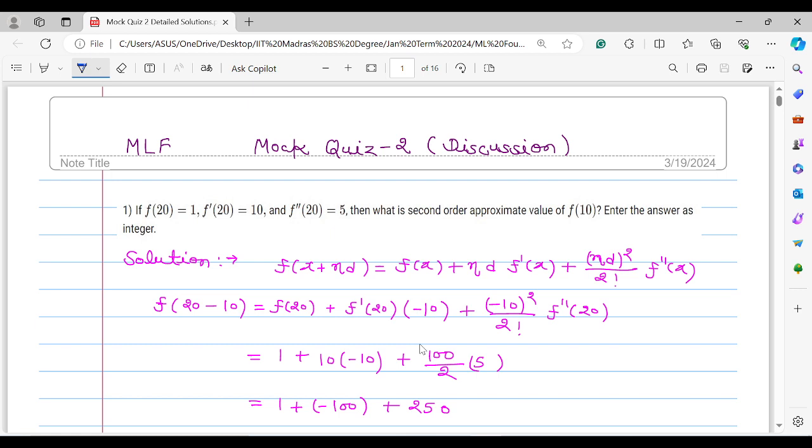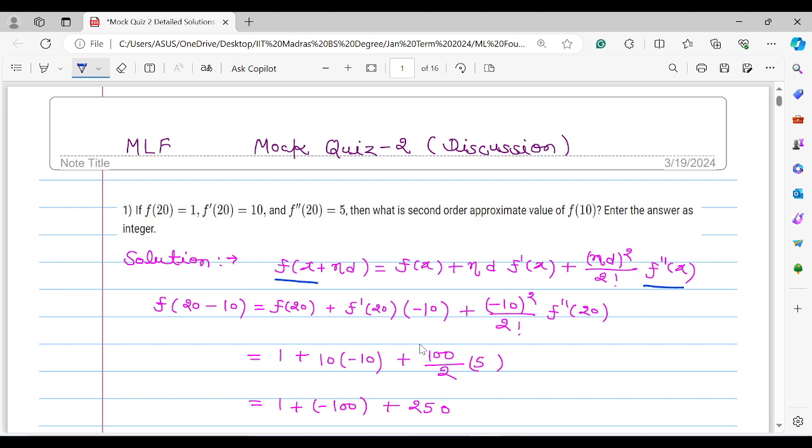So to solve this problem, we will use the Taylor series expansion formula, which is f(x + δ) is equal to f(x) plus δ f'(x) plus δ squared over 2 factorial f''(x). So in place of x we will substitute 20, and in place of δ we will substitute minus 10, because we have to find the value of f(10). And how to get f(10)? By this arrangement, 20 as x and δ equal to minus 10, we will get the value of f(10). So we simply use this formula.